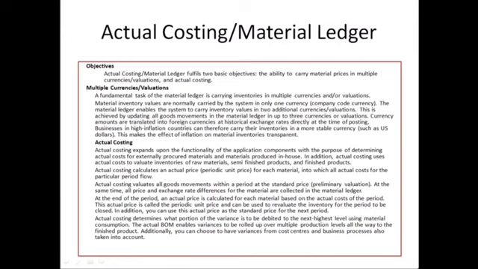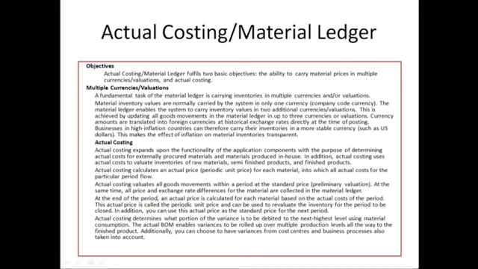This is achieved by updating all goods movements in the material ledger in up to three currencies or valuations. Currency amounts are translated into foreign currency at historical exchange rates directly at the time of posting. So businesses in high inflation countries can therefore carry their inventories in a more stable currency. This makes the effect of inflation on material inventories transparent.